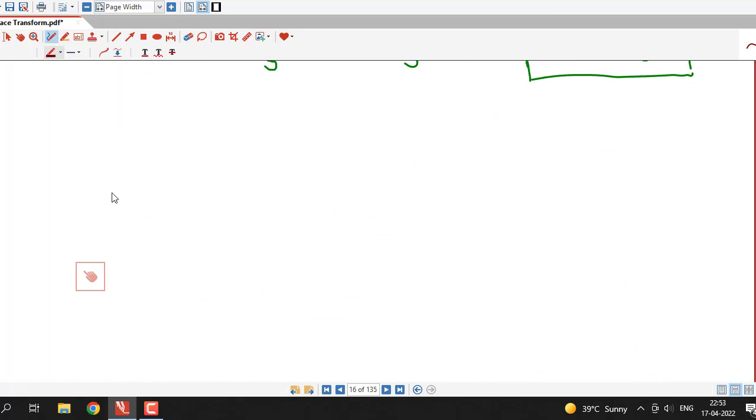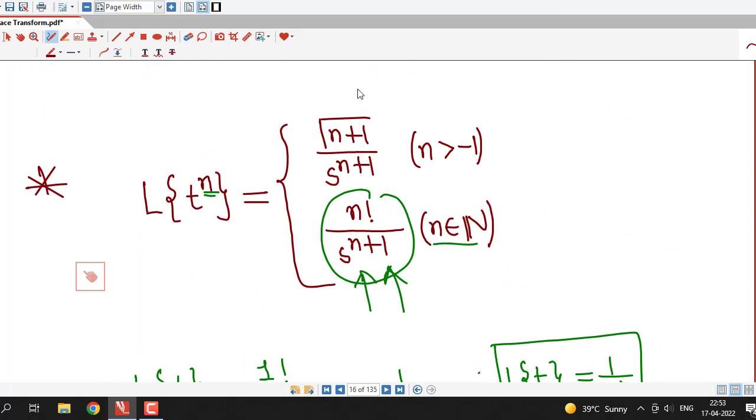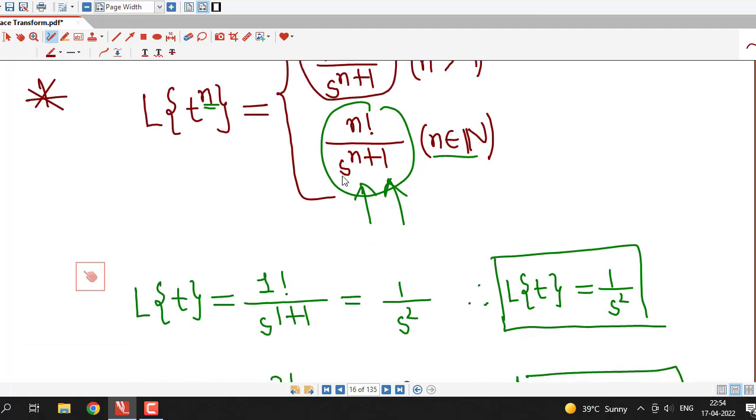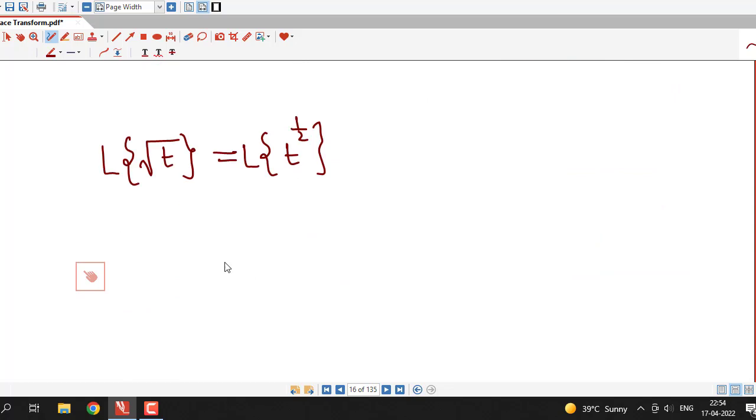Suppose I am interested in the Laplace transform of square root of t. Then here the power of t is 1/2. So I will use this formula using n equal to 1/2. So I will take n equal to 1/2 here, and I will have gamma of 1/2 plus 1 divided by s raised to 1/2 plus 1. So using that formula we have gamma n plus 1, where n is 1/2, divided by s raised to 1/2 plus 1.